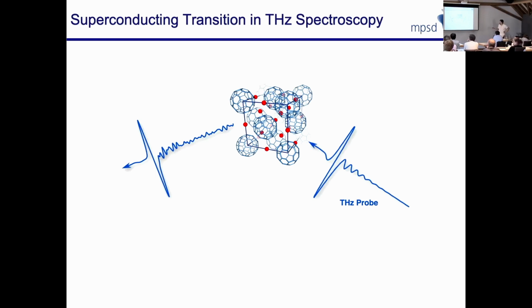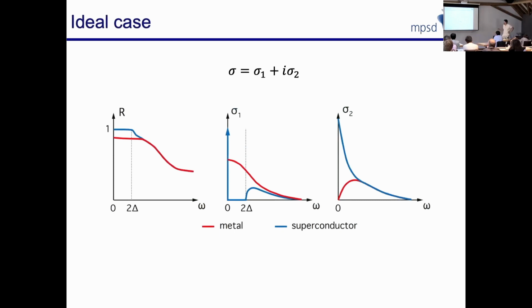You bounce it off the crystal and you measure, in this case, both the amplitude and phase, so you can measure the complex reflection coefficient from which you extract sigma 1 and sigma 2. And this is what you expect for a textbook case. You go from a metal that has a plasma edge, but most importantly, a Drude peak in sigma 1 that has a finite conductivity at zero frequency, and then rolls down at the scattering rate.